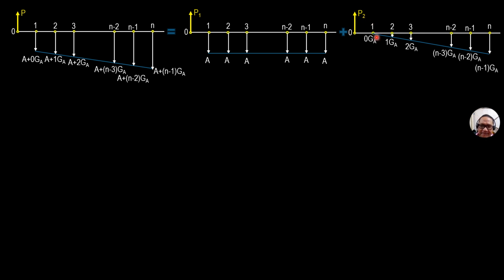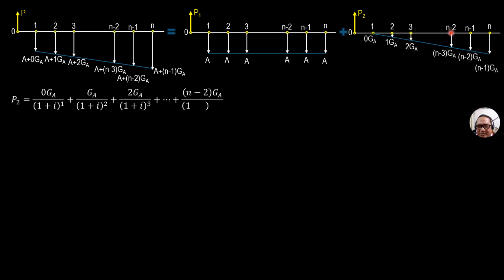Then the suggestion is, again, we have to project each payment into the present. So P sub 2 is equal to 0 G sub A over 1 plus I to the 1, plus 1 G sub A over 1 plus I square, then project this to the present, 2 G sub A over 1 plus I cube, and so on and so forth. So this one is n minus 2 G sub A over 1 plus I to the power n minus 1. And lastly, this one, n minus 1 G sub A divided by 1 plus I to the n.